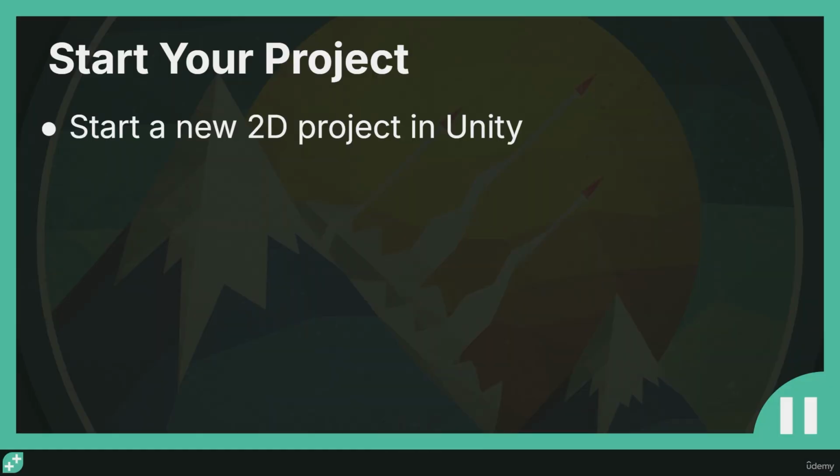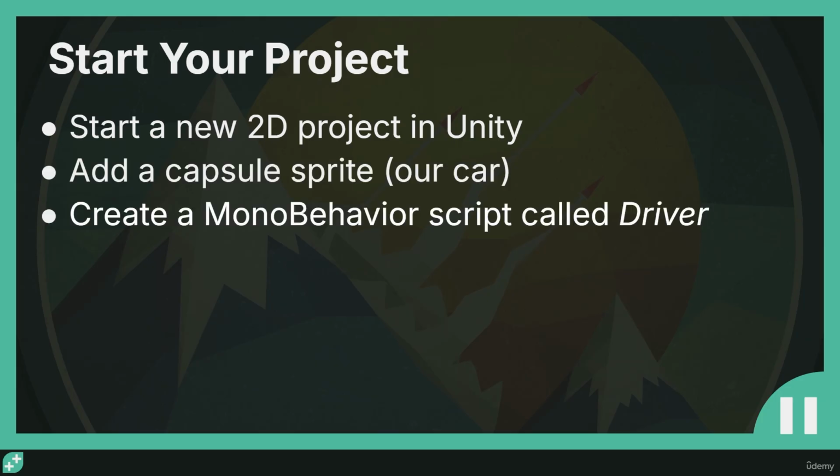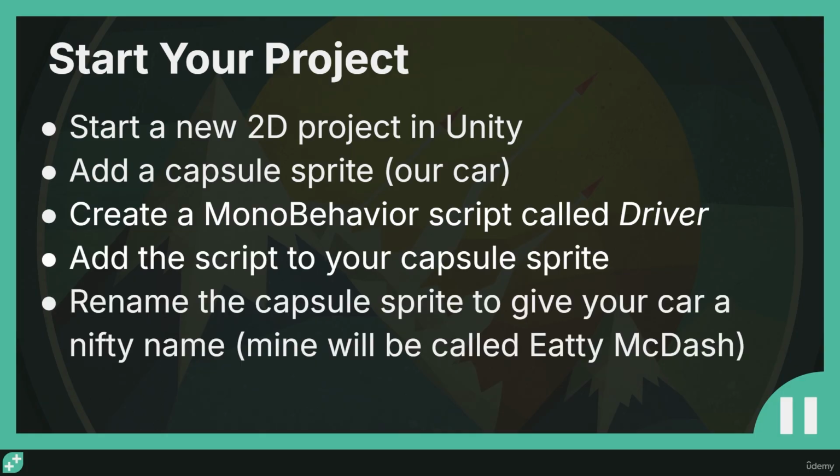Start a new 2D project using Unity Hub, and then add a capsule sprite, which is going to be our car. Create a MonoBehaviour script called Driver. Add that script to your capsule sprite, and then rename the capsule sprite to give your car a nifty name. Mine's going to be called E.T. McDash Lawsuit. Okay, that's what mine's going to be called. So pause the video, take on that challenge. See you back here shortly.